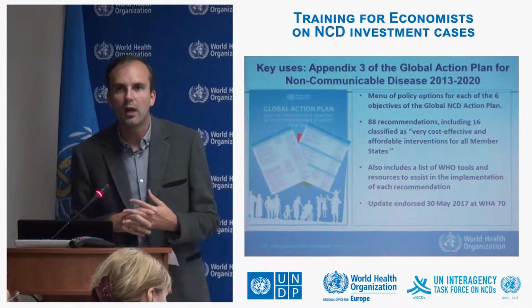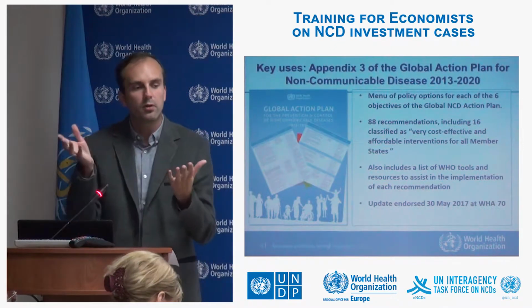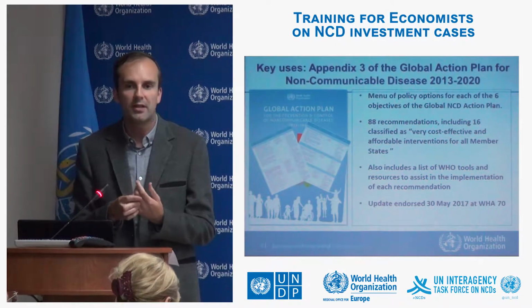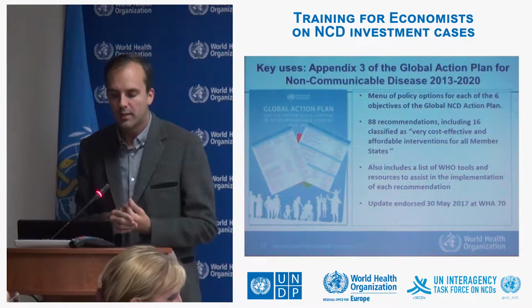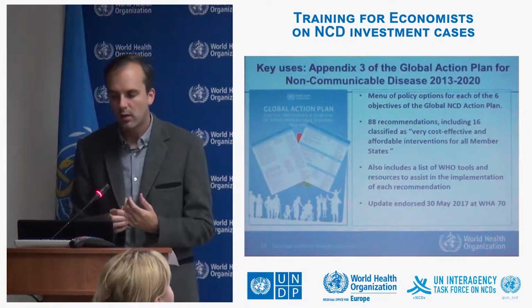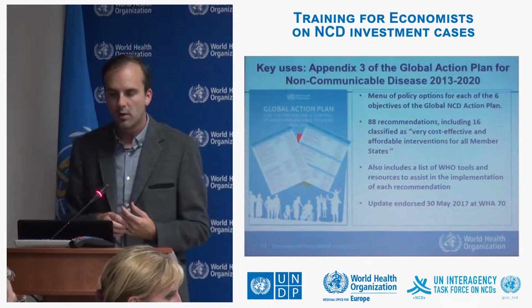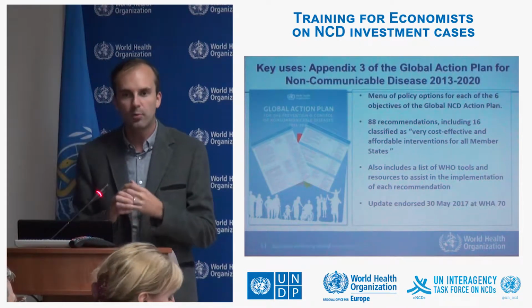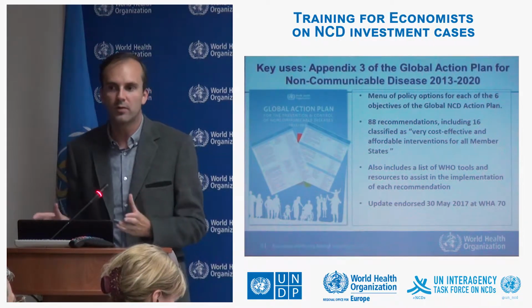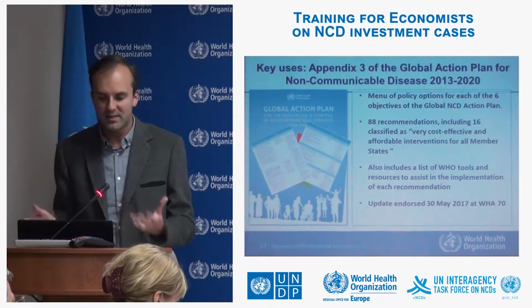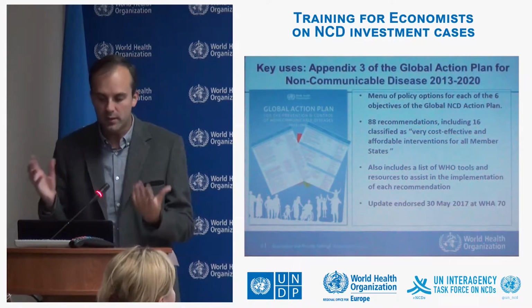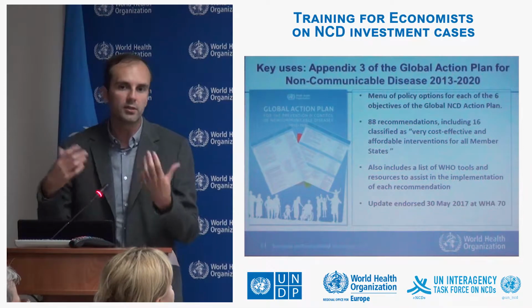So for the audience here, one of the things that has come out of this work has been Appendix 3 of the Global Action Plan for NCDs, which in essence came up with, doing analysis, 88 interventions that are cost effective and 16 that are very cost effective, that all member states should really consider using.